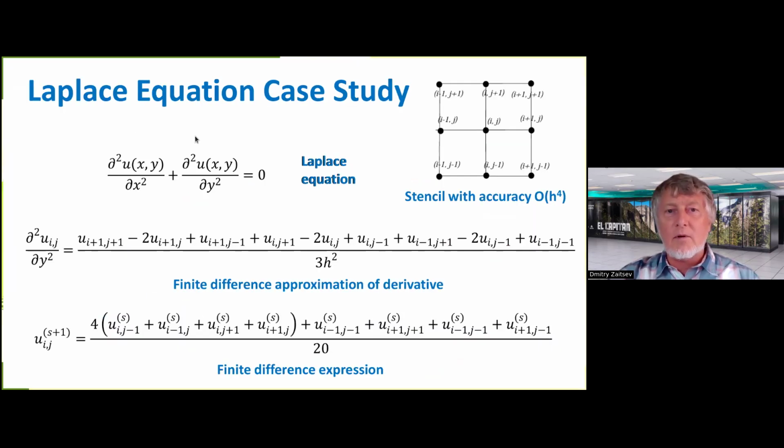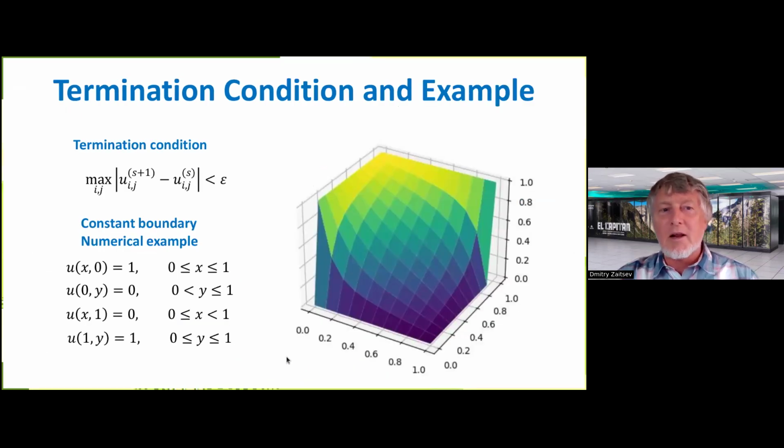So here we start with the Laplace equation as a case study. We choose this magical stencil with 8 neighbors of the Moore neighborhood, because it reveals very good accuracy of fourth degree. Replacing second derivatives in the Laplace equation following the expression according to the stencil, we obtain the finite difference expression, and we recalculate values following this expression in each node of the mesh. As for the terminal condition, we consider the absolute value of the difference between the previous and next iteration and compare it with the required accuracy. We illustrate this technique using a constant boundary numerical example.